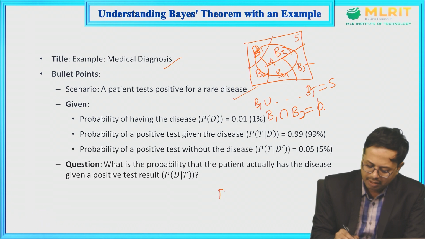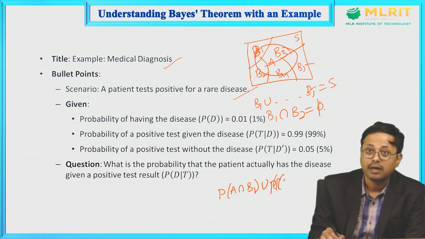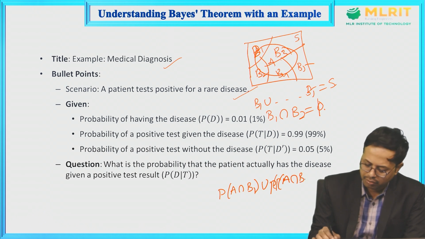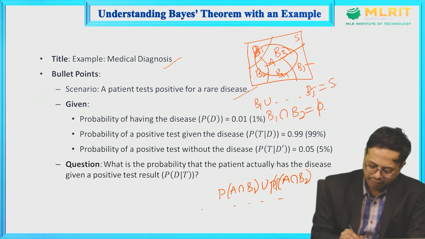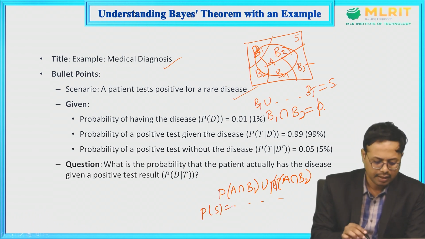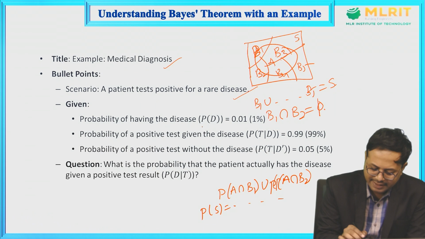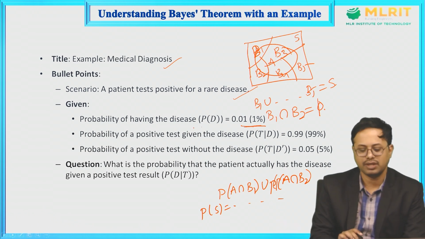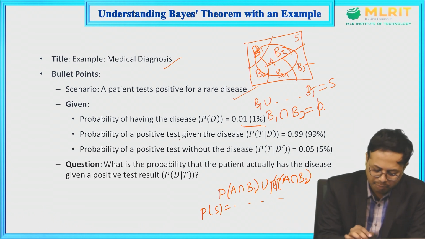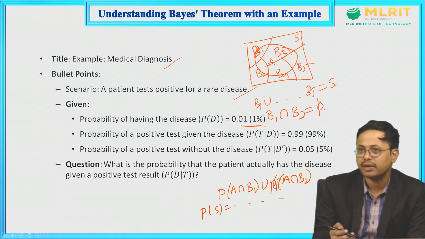Now, P of A intersection B1 union P of A intersection B2, and so on, you are going to get as P of S. Now here, the probability of having the disease, for example, is 1%. The probability of having the disease is a common factor. Next, the probability of a positive test: you may have a positive test or a negative test.